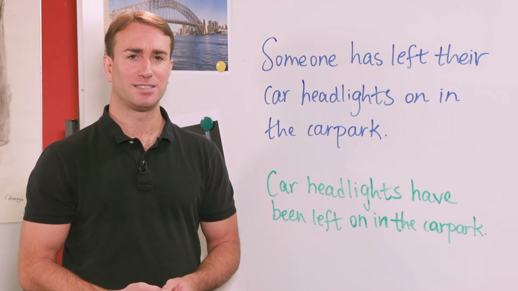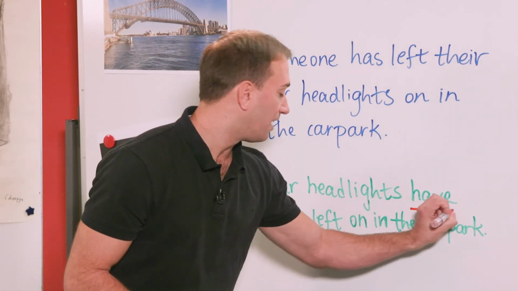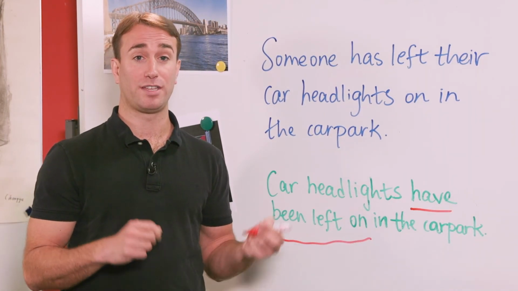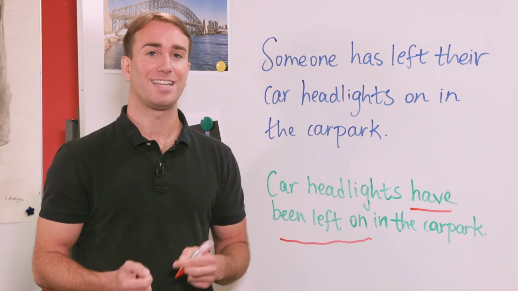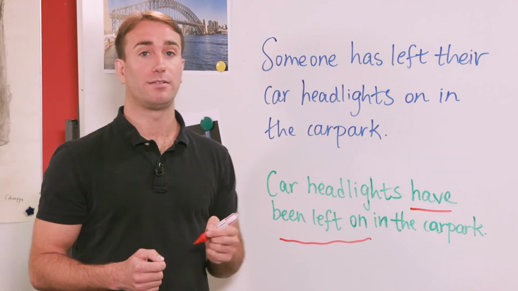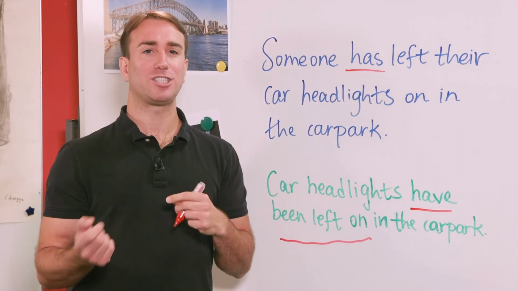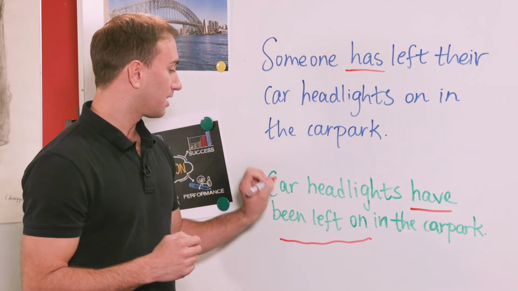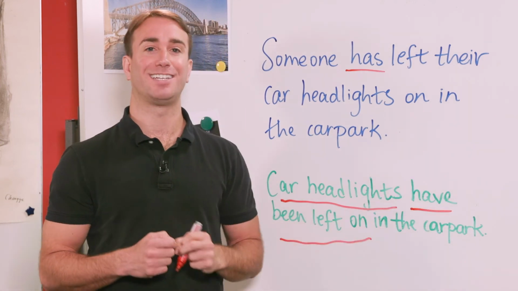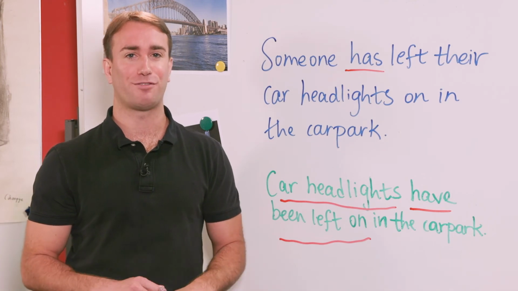How about you? Did you notice how the verb changed to past participle form? Have been left on. Take note here of the change of the auxiliary verb has or have. In the active sentence, the subject is singular third person, someone. So we use has. When we change it to the passive, the subject, car headlights, is plural, so we need to use have instead. It's very easy to make a mistake with auxiliary verbs, so be careful.